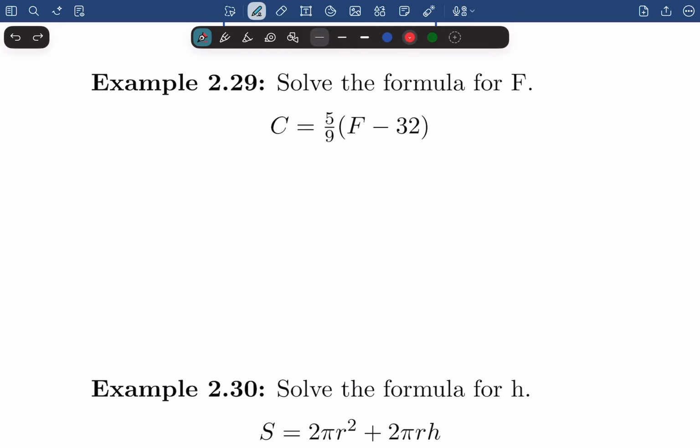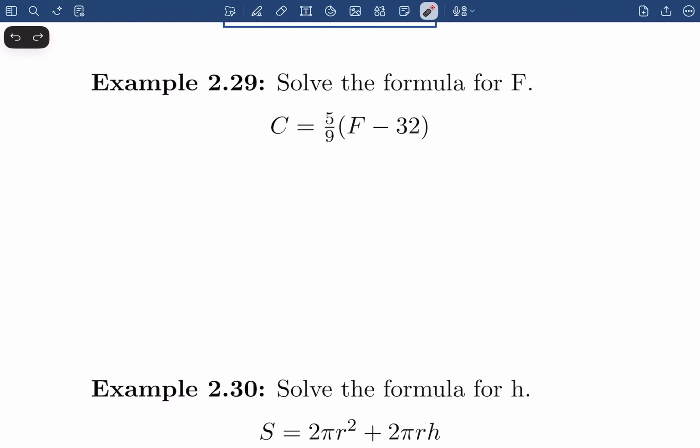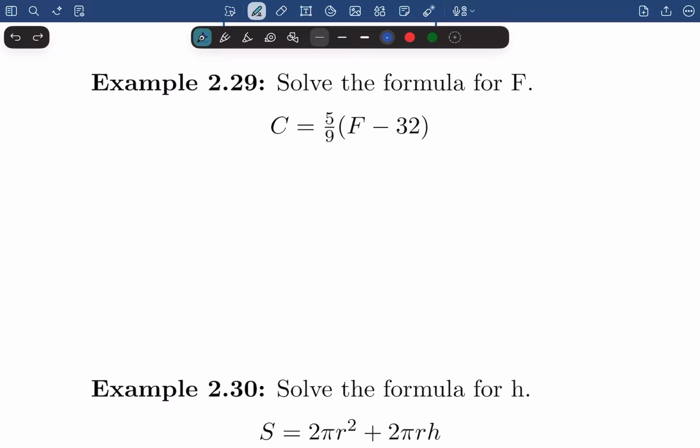Well, let's start. First I see the fraction 5/9. Dividing by a fraction is the same thing as multiplying by its reciprocal. So I'm going to multiply both sides of this equation by the reciprocal of 5/9, which is 9/5. Now the cool thing is that the 9/5 kills the 5/9 on the right-hand side of the equal sign. They cancel each other.